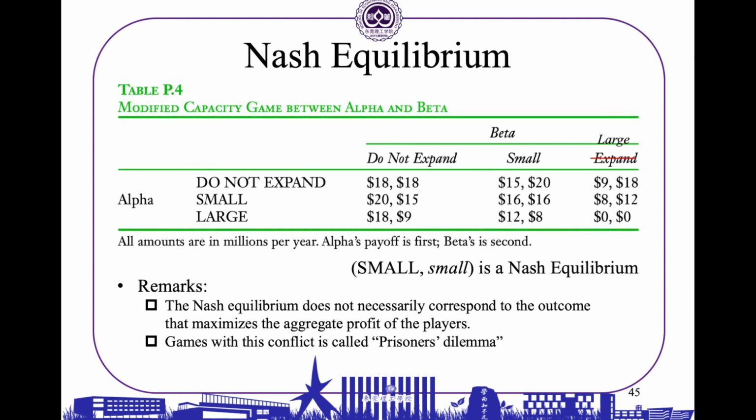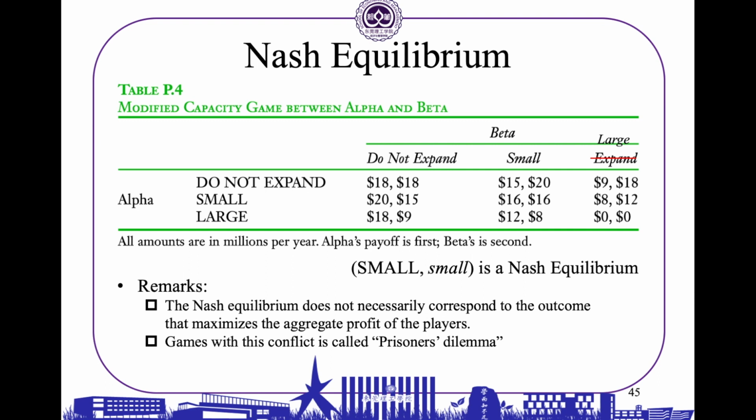Let's see table P4. Consider a modified capacity game between alpha and beta. Observe that there is no dominant strategy for both alpha and beta, which means what strategy is best for alpha depends on beta's choice of capacity, and what strategy is best for beta depends on alpha's choice of capacity.